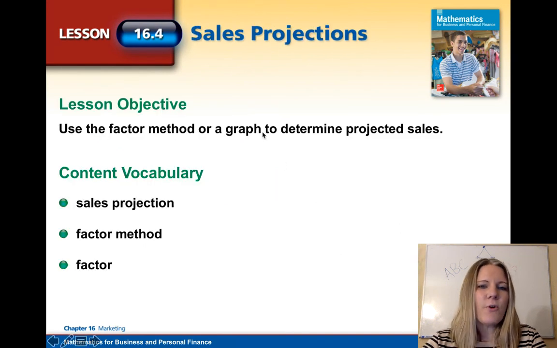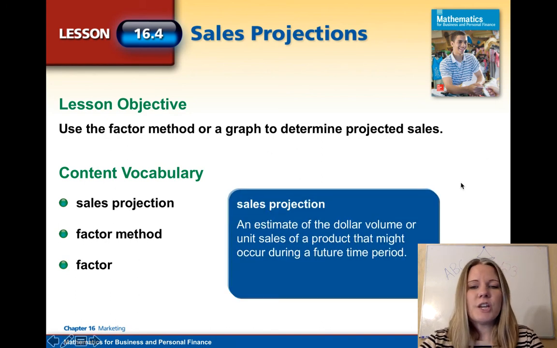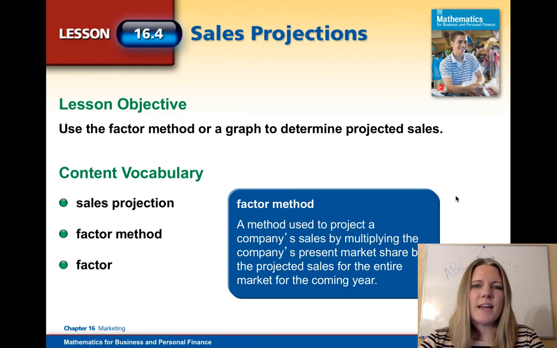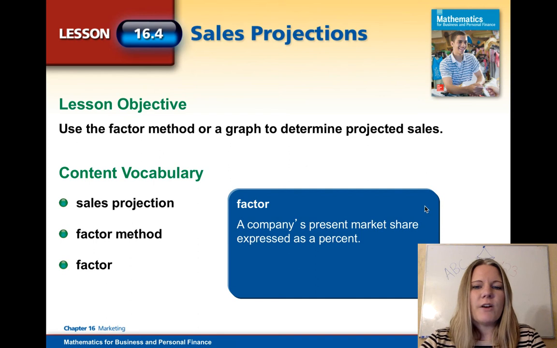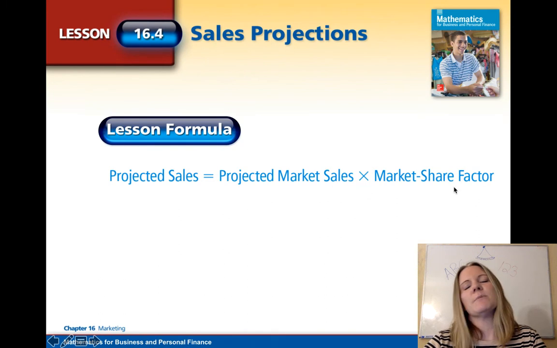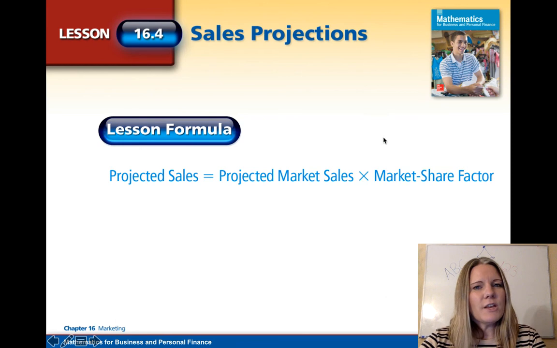Now, section 4 requires a couple different methods. One is the factor method and one is graphing to determine projected sales, because hopefully sales for products increase over time. So sales projection, hopefully during a future time period, you're expecting your company to grow. The factor method we'll take a look at. That is a formula, but also a factor expressed as a percent. So first, the formula, we're multiplying market sales times the market share factor for our projected sales. But another way you can do this is by reading a graph.